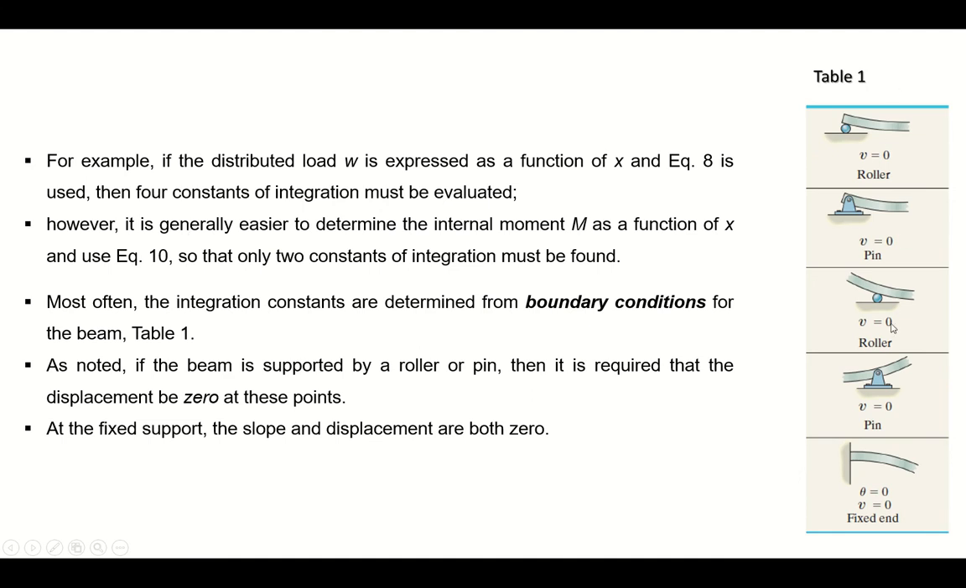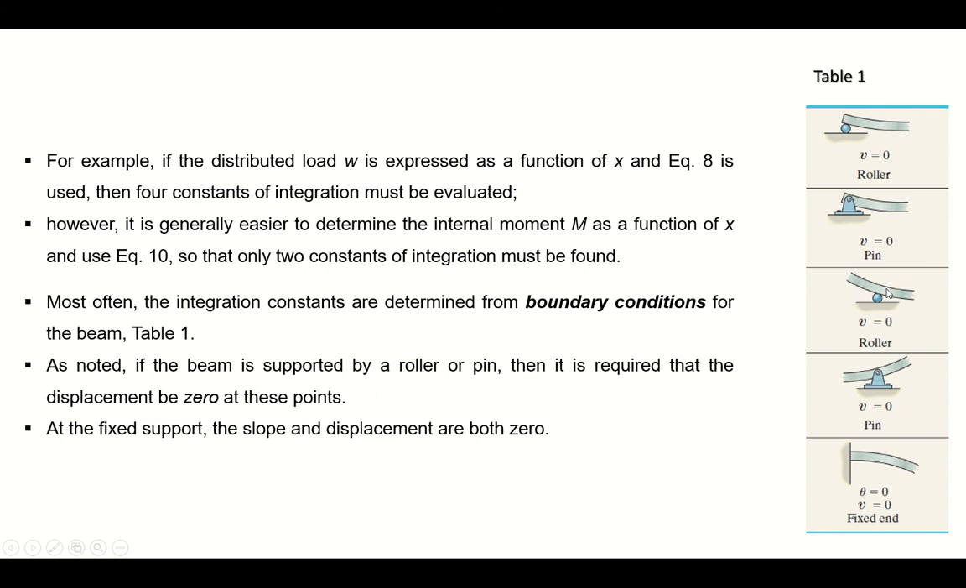Now the purpose of this table is just to show you, just like in the previous video, how different support conditions affect the elastic curve or the deflected shape of the beam. It is again to remind you that if it is a roller support, the deflection will be 0, right? Deflection will be 0 at this support. We are just talking about the support. If it is a pin support, again the vertical deflection will be 0. If you term deflection as displacement, both are the same.